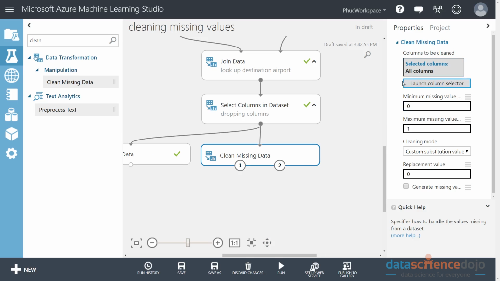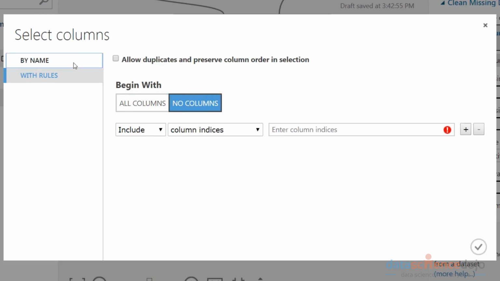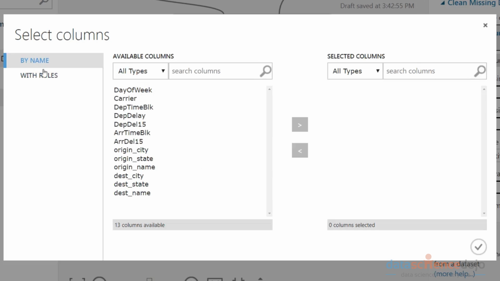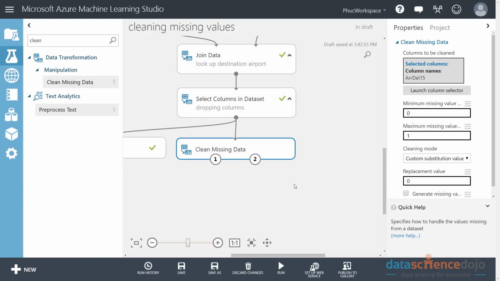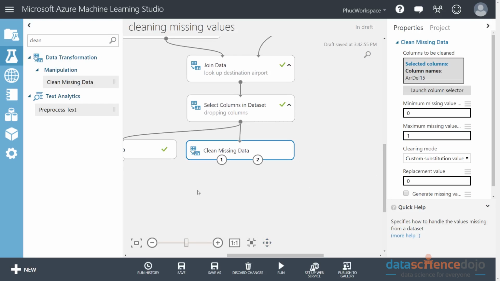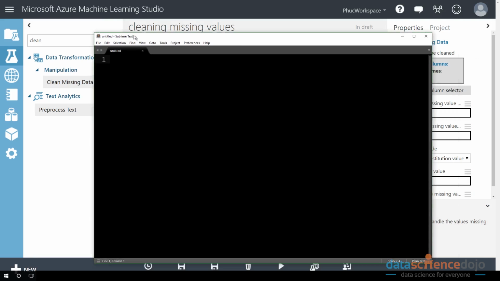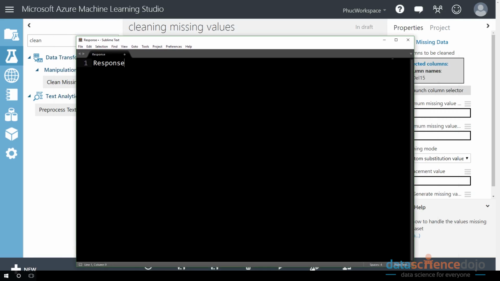So we select the columns we want to clean. In this case, I had a response class here. So I clicked by name, and I said arrival delay is what I'm going to clean. Remember, arrival delay had 4,700 missing values, and it's a response class. Just a very quick rule of thumb here: if the response class is missing, we have to drop the row, and there's nothing we can do here.